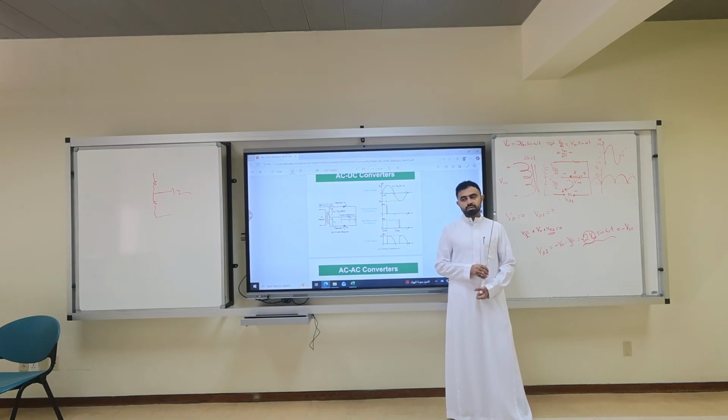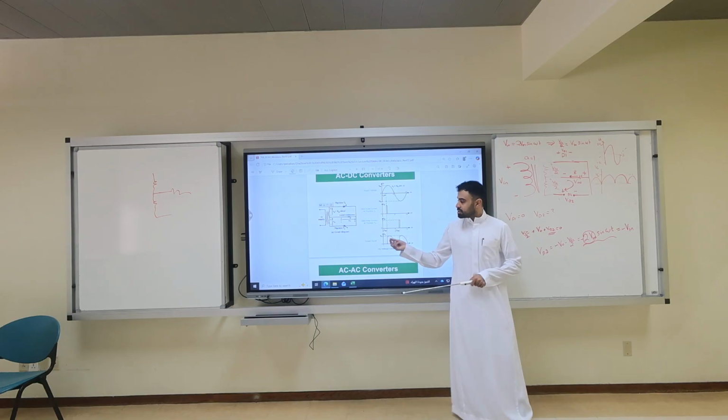Remember, power electronics is about application. You need to control the speed of the motor. You need to control the dimmer of the light. If you want brighter light, you keep the firing angle before.